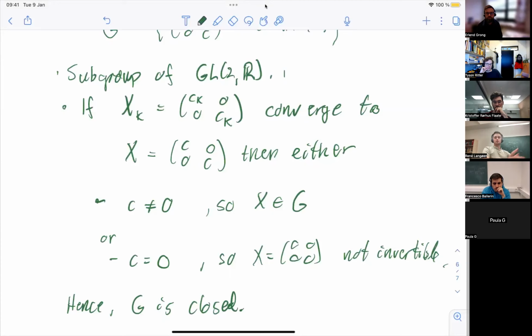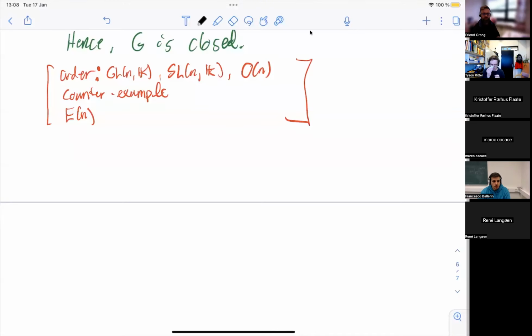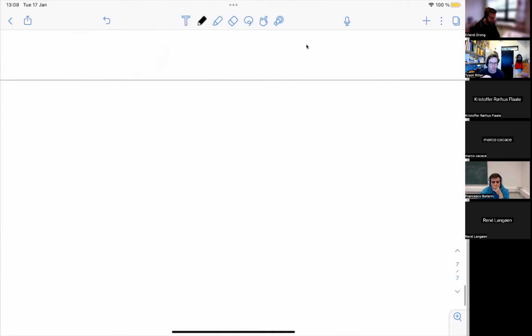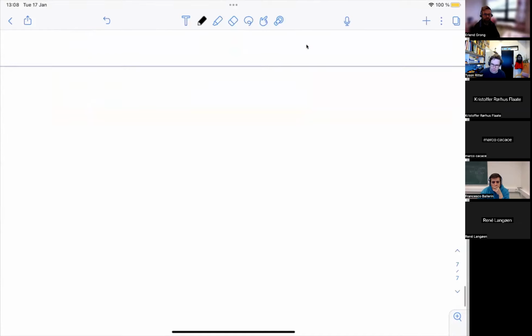Okay, we'll see more of these examples after the break. So now we're going to do some more examples. The order I will do the examples is the following. We're going to do the general linear group, then the special linear group, the orthogonal group. I'm going to do a counterexample of why we want closed, and then the Euclidean group. Then we'll see what time we have afterwards.